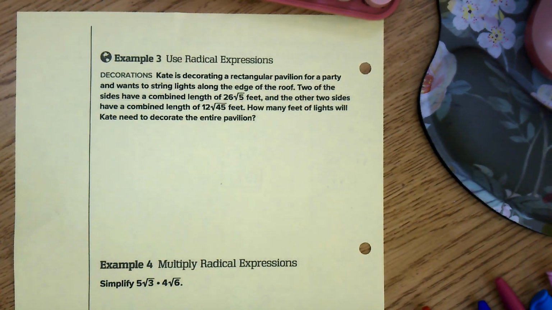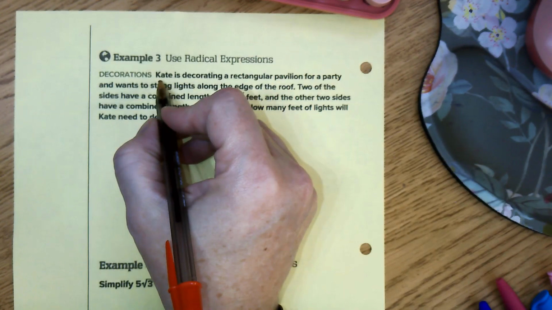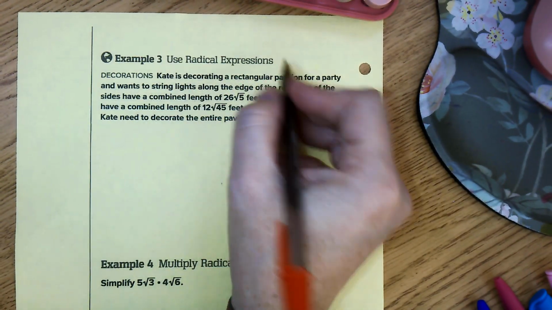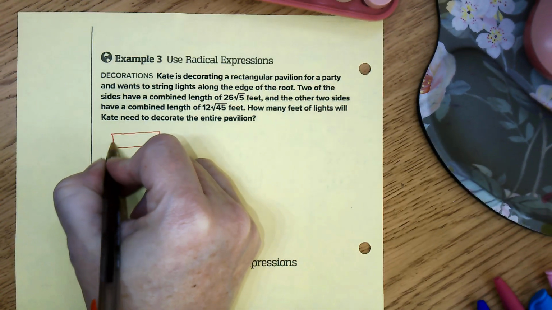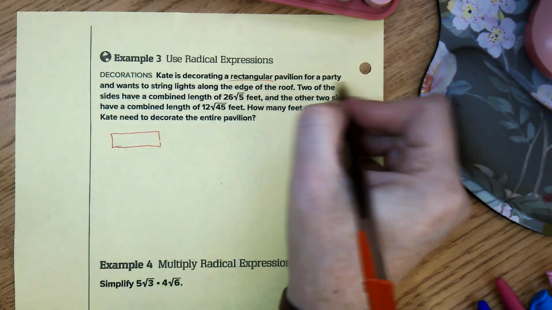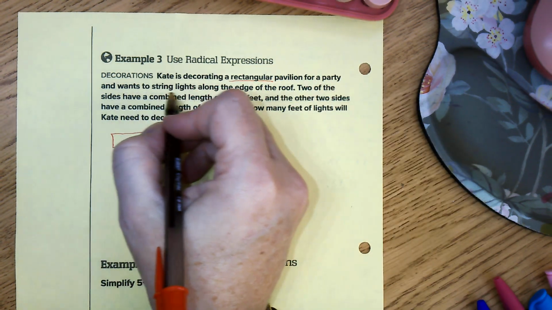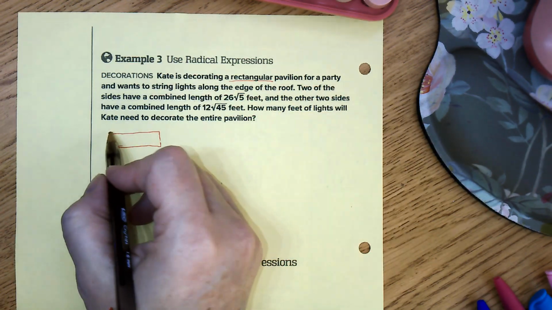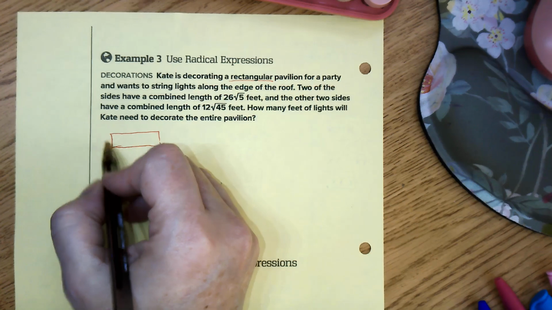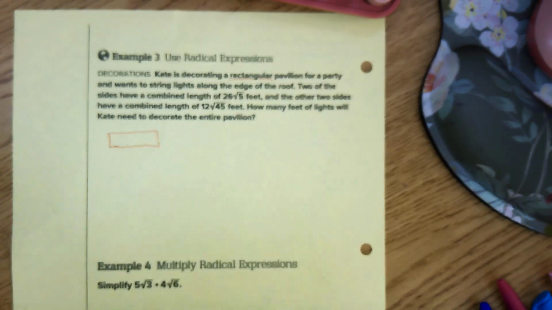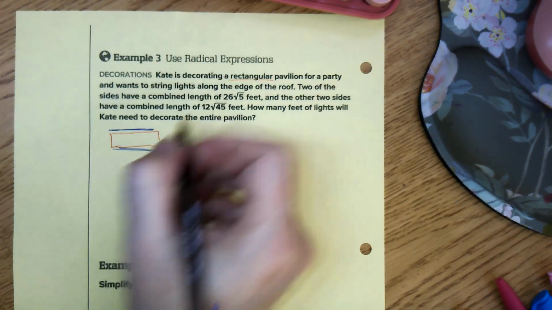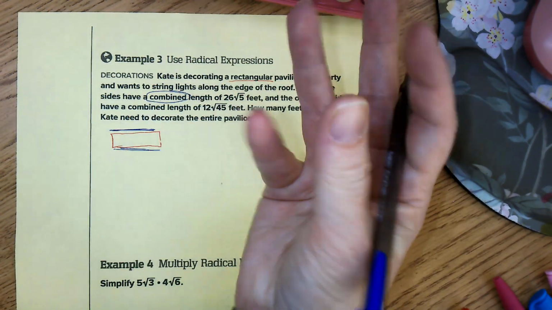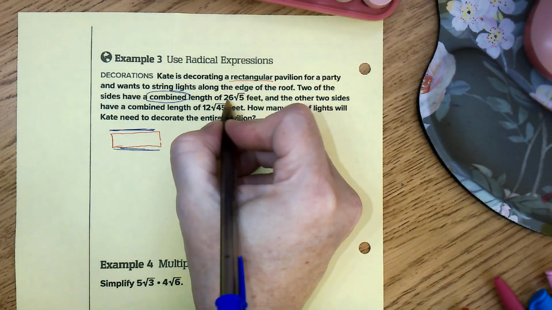Use radical expressions. All right, so we have Cade is decorating a rectangular pavilion for a party, so I'll just draw that, and wants to string lights along the edge of the roof, so along the outside edge of the roof. All right, so we have two sides combined, so that means together. They've added them together already.